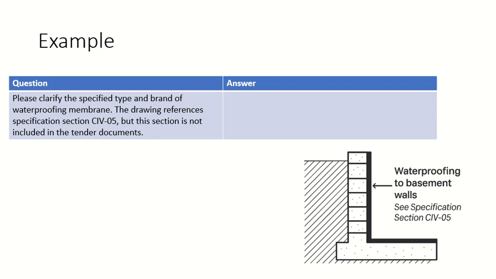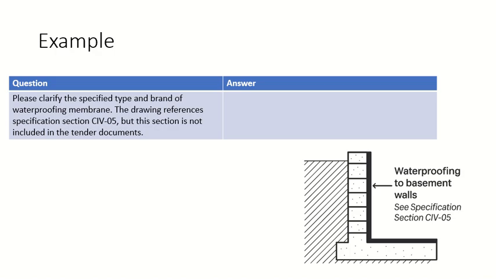Clarify the specified type and brand of waterproofing membrane. So it's not like a plaster, it's like a sheet. Membrane means like a sheet. So its type, make and product is not mentioned, and even here in the specification section it is not mentioned. You may come across a situation where something is not mentioned in the drawing, but there is a possibility it could be mentioned in the specification. So it's your job to look into the specification.